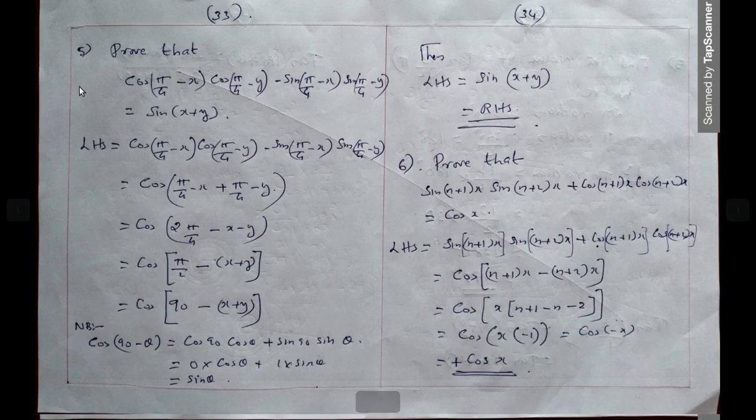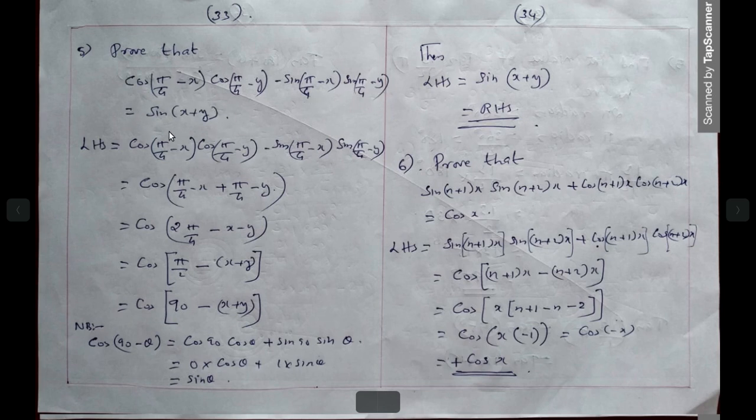Here is a question: prove cos(π/4 − x) cos(π/4 − y) − sin(π/4 − x) sin(π/4 − y) = sin(x + y). This is of the form cos(a + b), which is cos a cos b − sin a sin b. So we have to prove this equals sin(x + y). Here the left-hand side is this one, the right-hand side is this one.